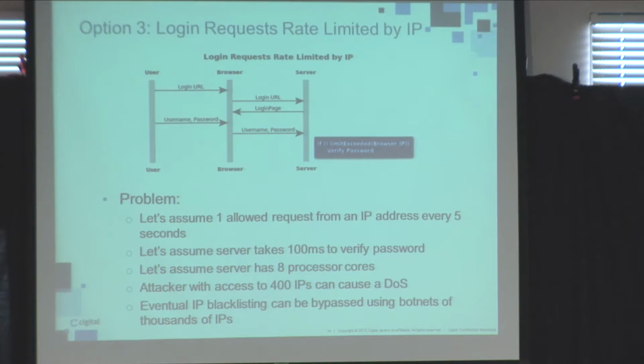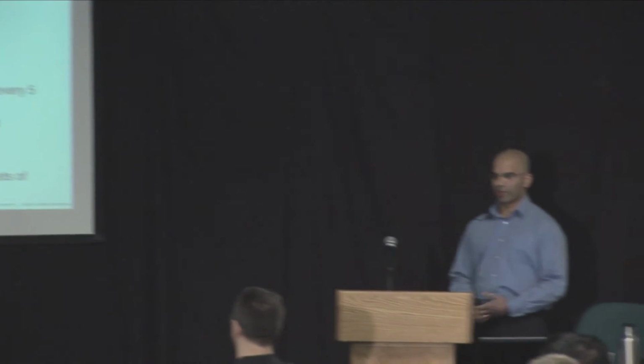Eventual blacklisting of IPs: if you see a whole bunch of requests coming in from IPs at a sustained rate, you could just blacklist those. But again, if the attacker has access to thousands of IPs, they'll just try 400 at a time. When they get blacklisted, they'll just move on to the next 400. So it doesn't really solve the problem. However, it's something good that we should be doing regardless, because it will stop certain types of attacks.